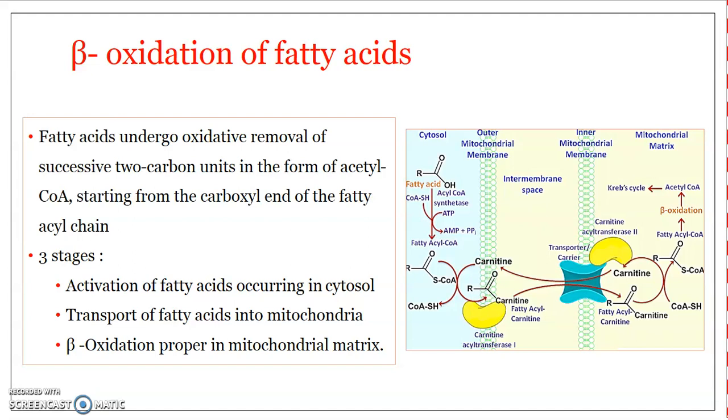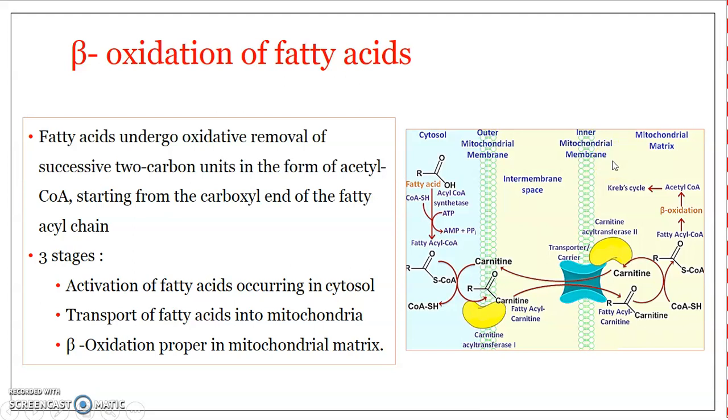But as already mentioned, fatty acid is present in the cytoplasm and it has to be transported to the mitochondria for the beta oxidation proper, isn't it? So the process takes place in three stages. The fatty acid as such cannot simply be transported into the mitochondrial matrix. Fatty acids of chain length 12 or fewer can enter the mitochondria without any help. They can just pass through the membrane and reach the mitochondrial matrix. They don't need any mitochondrial transporter.